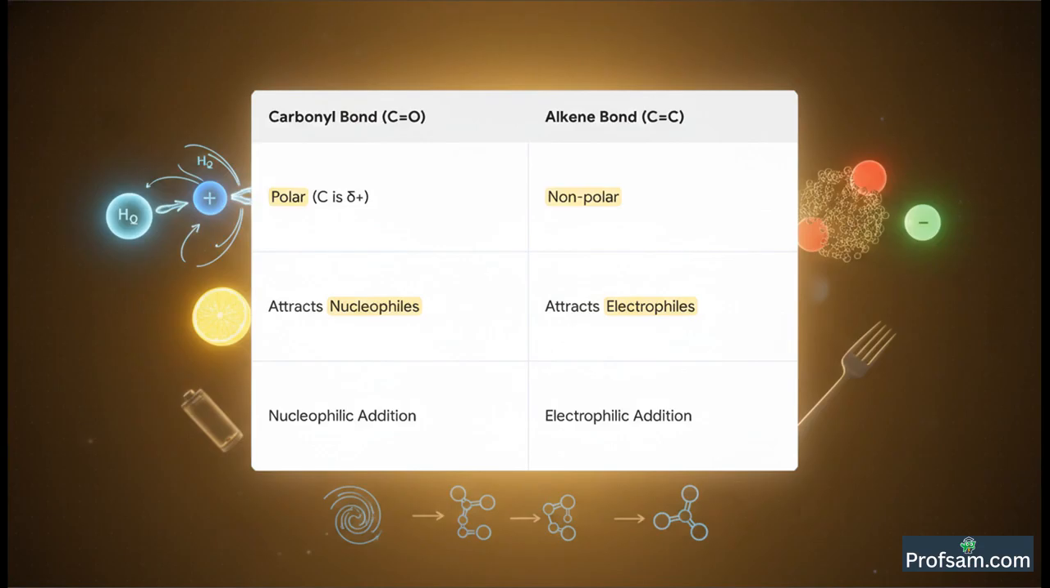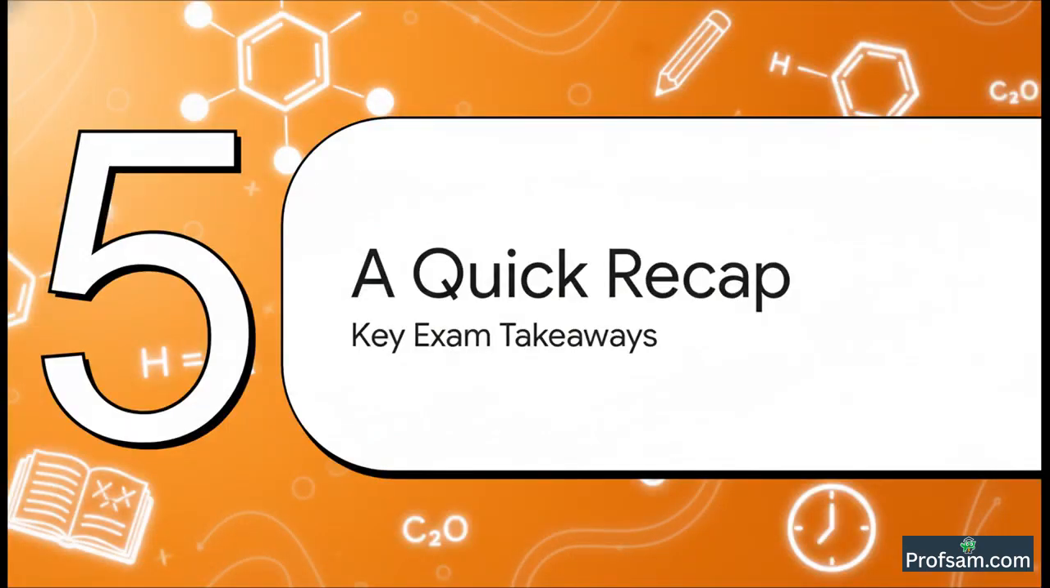The carbonyl double bond, C=O, is polar. That slightly positive carbon attracts electron-rich species, the nucleophiles. But the alkene double bond, C=C, is nonpolar because the electrons are shared equally. So it acts as an attacker itself, and it attacks electron-poor species, the electrophiles. This is why their reaction types are different. Carbonyls undergo nucleophilic addition, whereas alkenes undergo electrophilic addition. It's fascinating, isn't it? The same type of bond, but their behavior is poles apart, all because of that one oxygen atom.